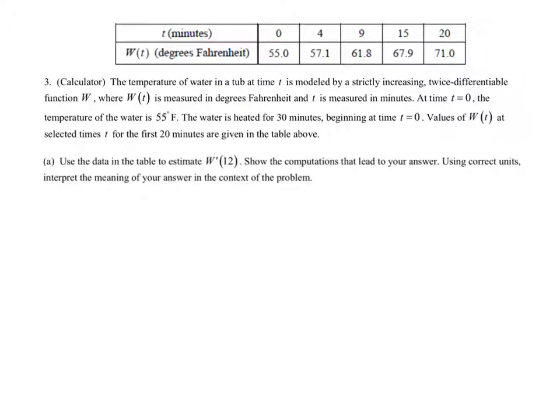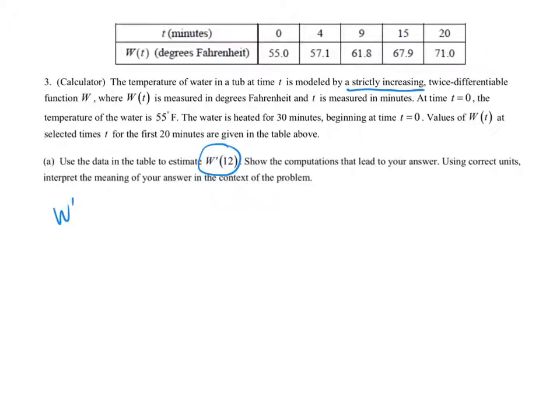It says that the temperature of water in a tub is given by this function W of t, and that W of t is a strictly increasing function. That will become important later on. And in part A, they want us to use the data in the table to estimate W prime of 12.